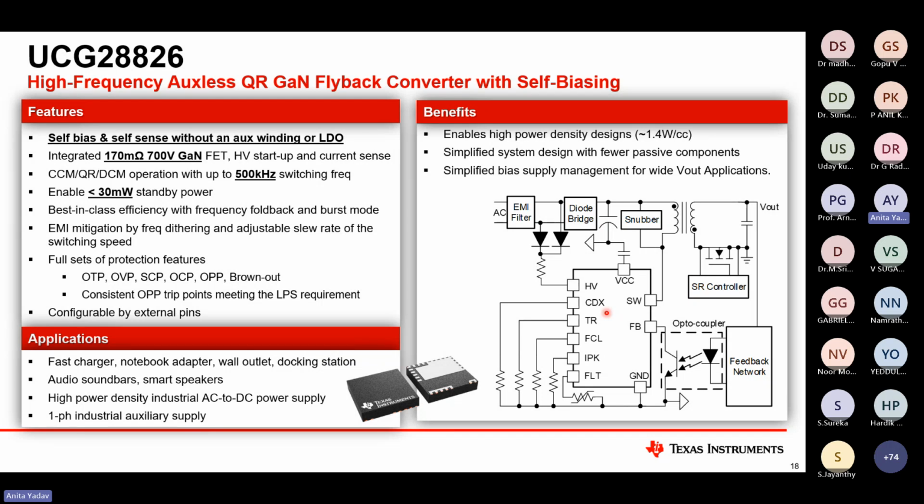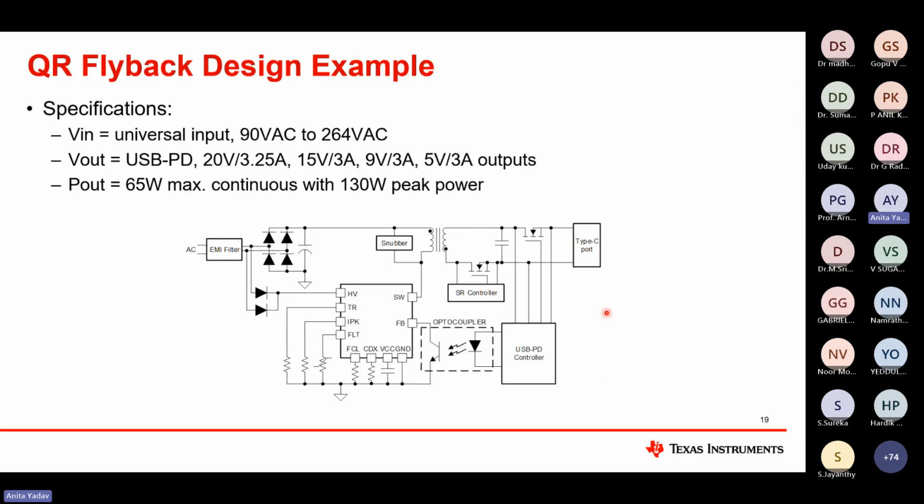Anyone who wants more idea about how this self-biasing works, or how it's implemented, can go on ti.com and search for the UCC28826. You will get its data sheet, multiple reference designs, as well as calculators and tools to start your design. Now coming back to how we do the reference design.